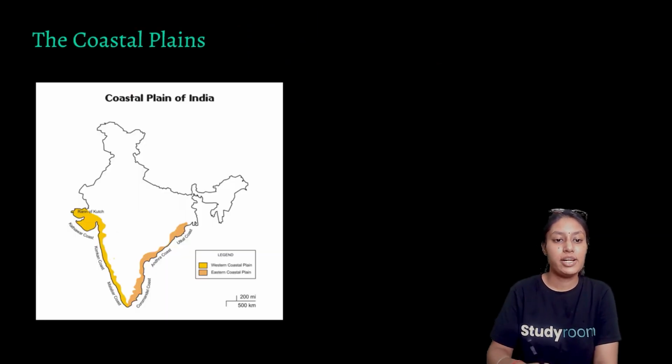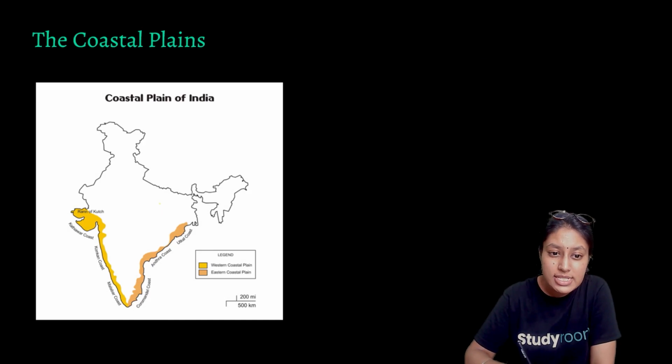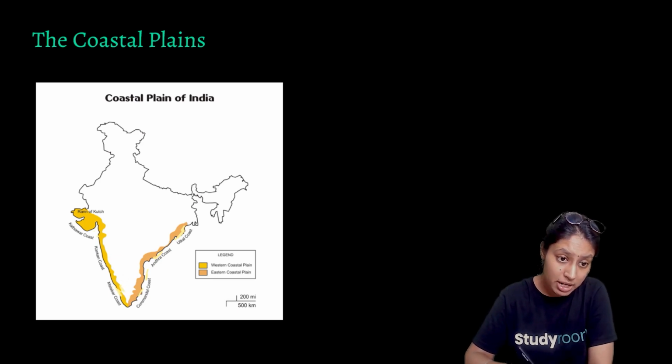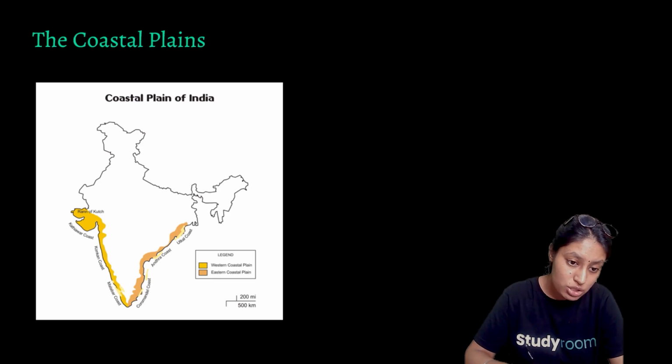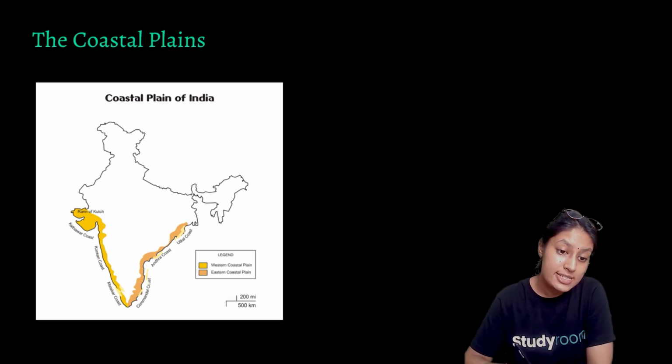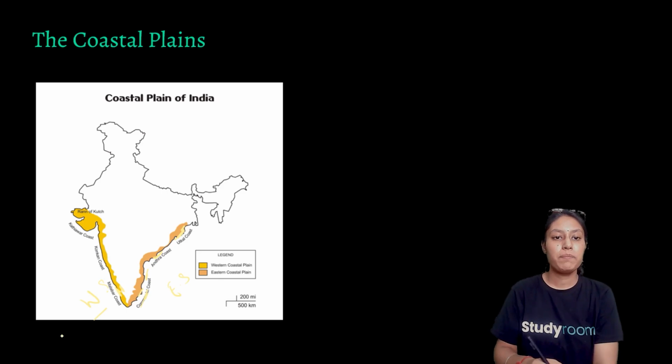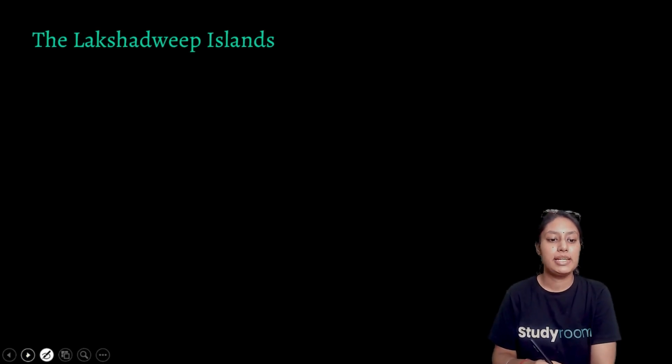Let's understand it through the map. The coastal plains, as you can see, are very attached to the boundaries. Here we can see the Malabar coast on the west side, to the south, and on the east side, in the south, we have the Coromandel coast. So this was about coastal plains.